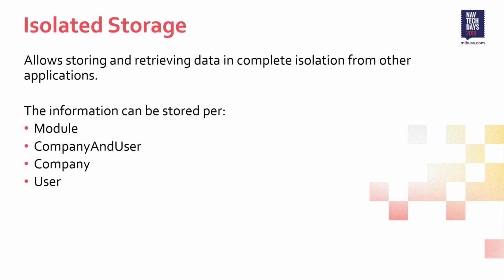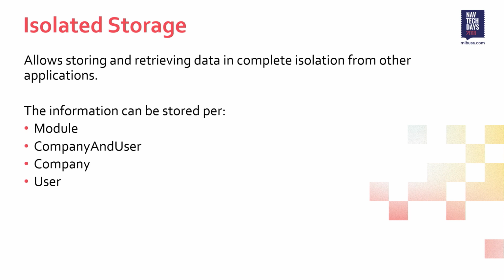And the next major improvement we've made is isolated storage. We've received a lot of questions from you around how to store values in such a way that other extensions cannot access them. Most of the questions came from developers that wanted to store values necessary for interacting with external systems or building their own licensing systems. The answer to all these questions is isolated storage. In essence, it allows you to store key value pairs in such a way that only the application that stored them can also retrieve them.